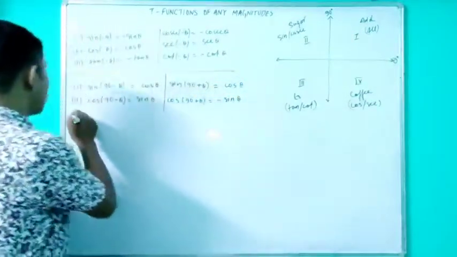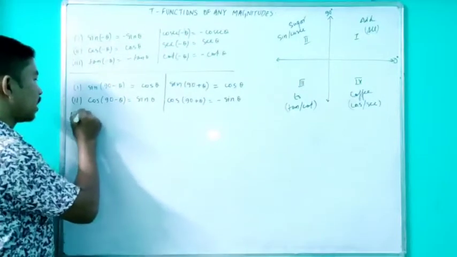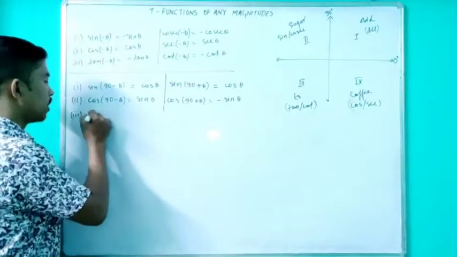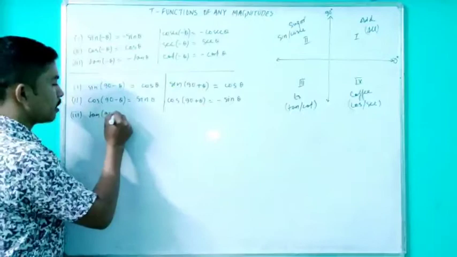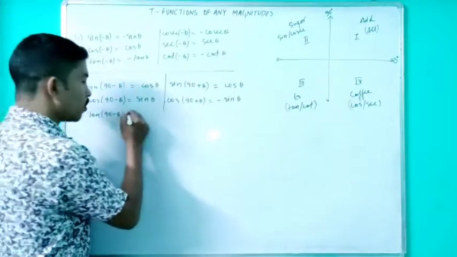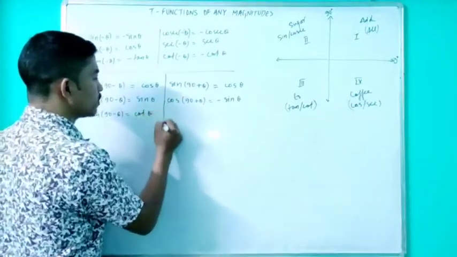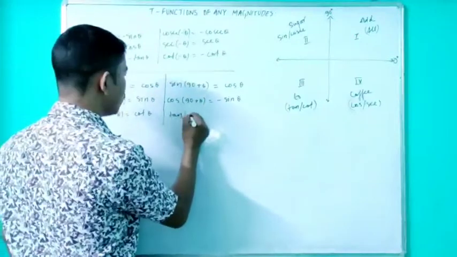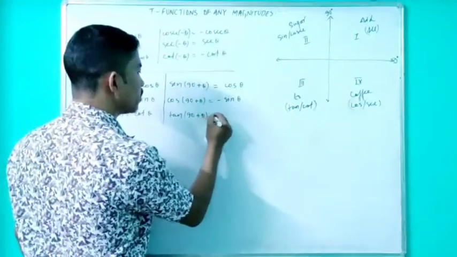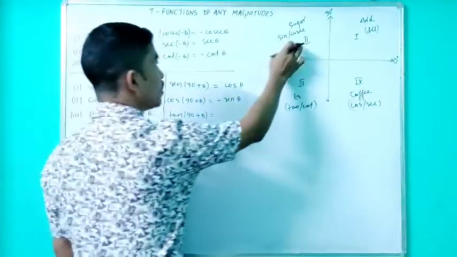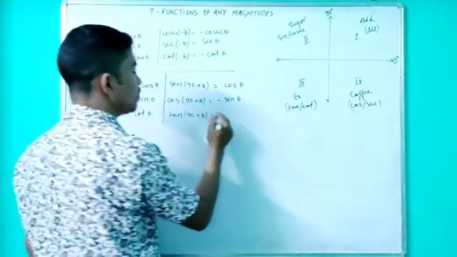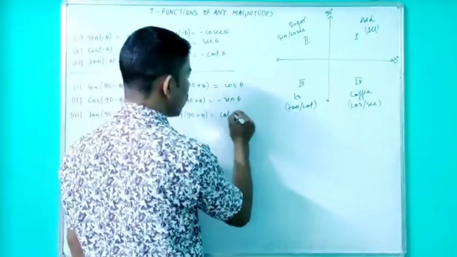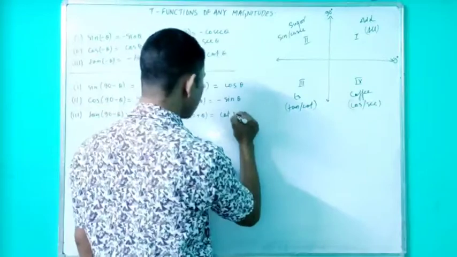Now if I come to the third set of formulas, I get tan of 90 minus theta. So tan will change into cot, it will be positive cot theta. Similarly, if I write tan of 90 plus theta, this will go into the second quadrant. In the second quadrant, tan is negative, so tan changes into minus cot of theta.